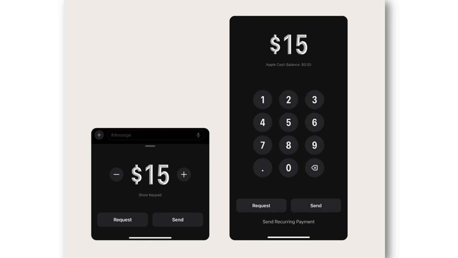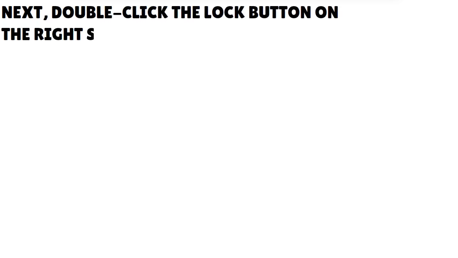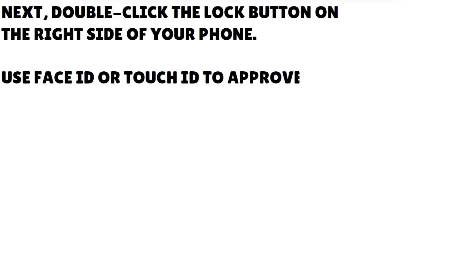There are some cases where Apple will allow you to set a comma. Now you can have thousands and also cents, by the way, or you can touch Show Keypad to open a window with numerical keys that you can use to enter the amount. Then you want to choose whether you want to request or send the amount. After you click send, either approve or cancel the payment. Next, you want to double click the lock button on the right side of your phone. And here you have to use Face ID or Touch ID again to approve the transaction.